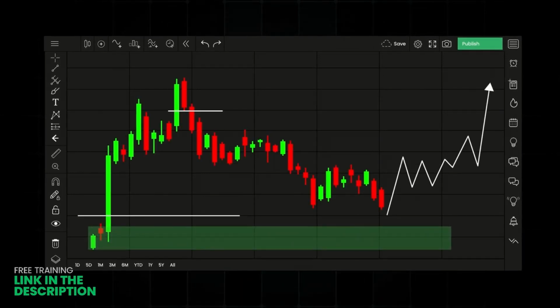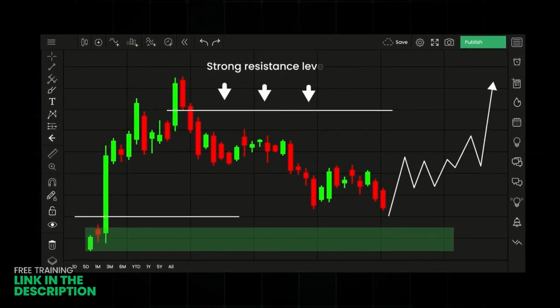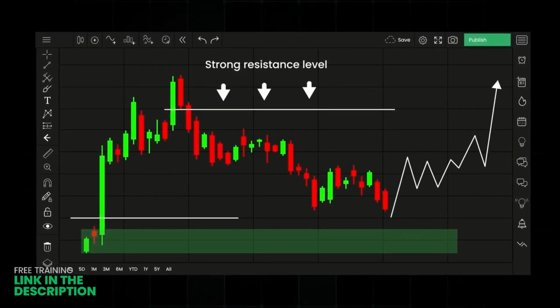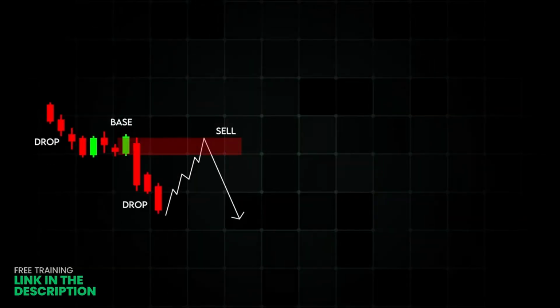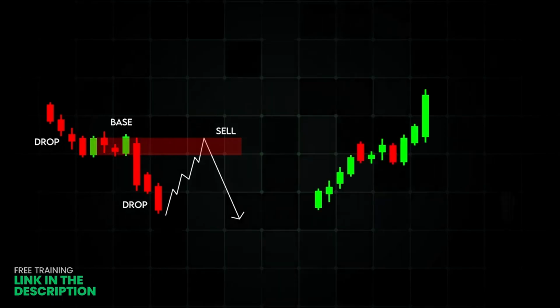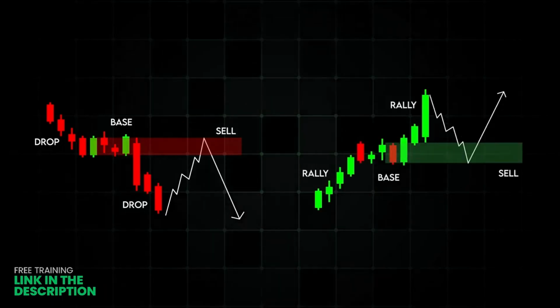Entering a trade as soon as the price touches the zone can be tempting, but it's crucial to wait for confirmation that the zone will hold. This confirmation could be in the form of a price rejection at the zone or a reversal pattern, which signals that the buying pressure remains strong.